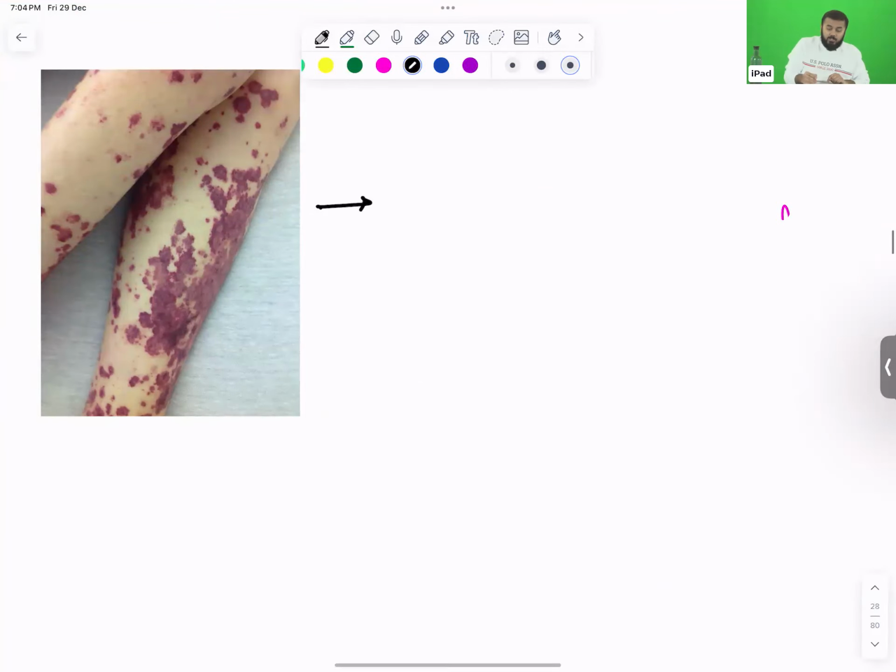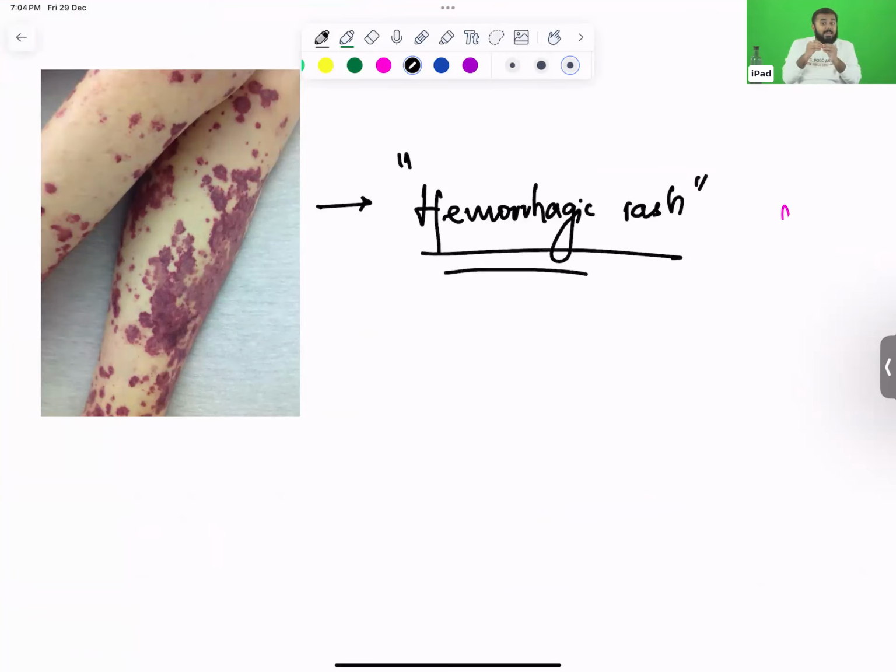This type of rash you see, this type of rash you call it as hemorrhagic rash. Sir, ye rash kahan kahan pe dikhta hai? This rash is characteristic for meningococcal diseases only. For meningitis only, wahi pe ye rash dekhte ho. Other than this, you won't see this meningococcal rash anywhere else. Okay, keep that thing in mind.